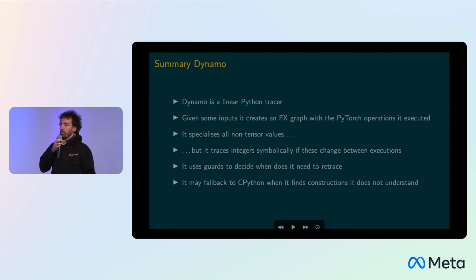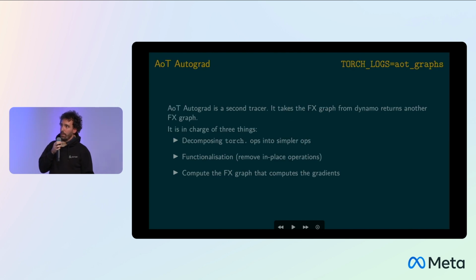Now let's talk very quickly about the two other parts, because I don't think I have much time. So AOT Autograd, the second tracer, what does it do? AOT Autograd does 3 things. It takes the FX graph. We saw that Dynamo can create plenty of FX graphs, but AOT Autograd will act on them individually. So what does it do in one graph? It's going to generate a second FX graph, but at a lower level. It's going to decompose things into more basic operations.